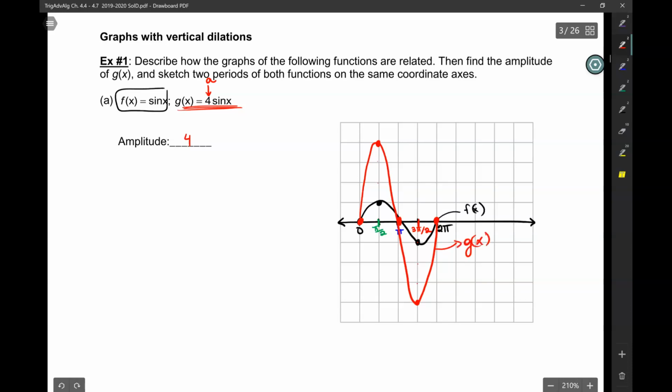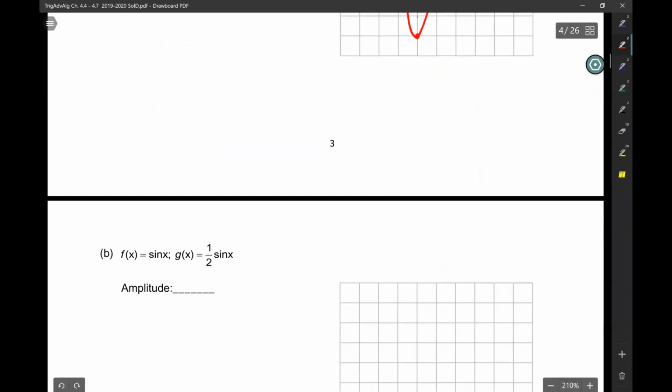Do you see that this value of 4, the only difference it made is it made the highest point higher and the lowest point lower. Did it move the maximum left or right? No. Did it move the minimum? No. Did it move left and right where the zeros are? No. Okay? All right, let's do another one.